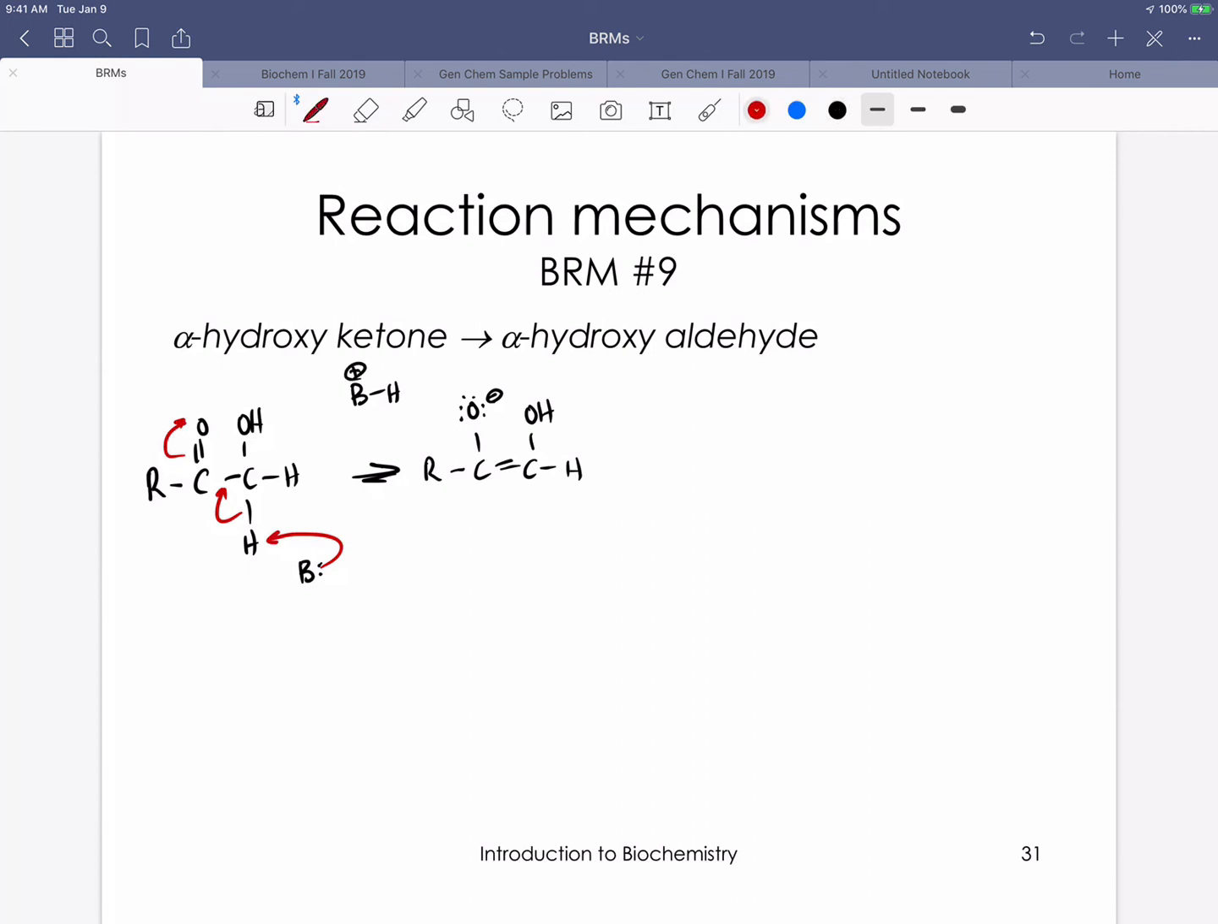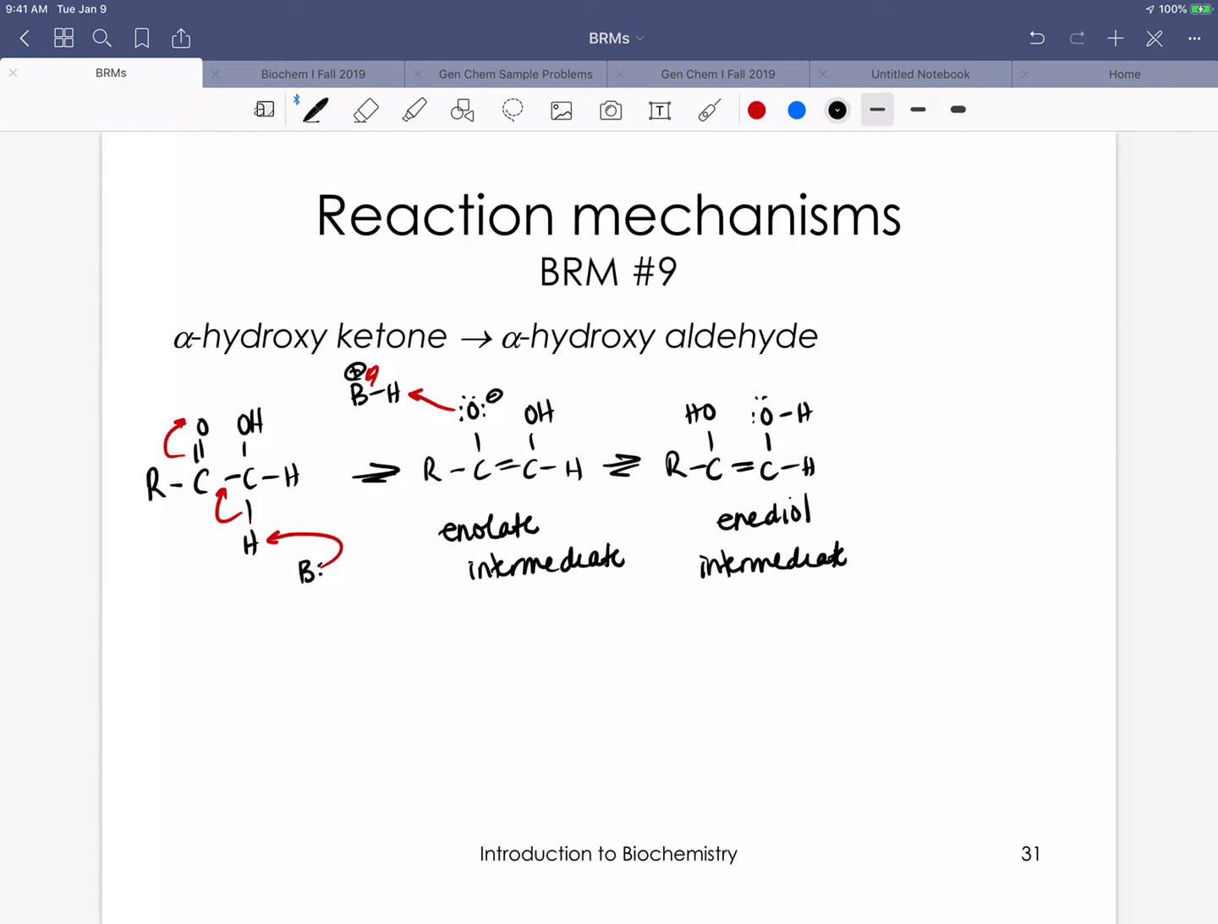To take our enolate intermediate and generate our enediol intermediate, we need to protonate our enolate here. So again, here's our enolate intermediate, and then our enediol intermediate.